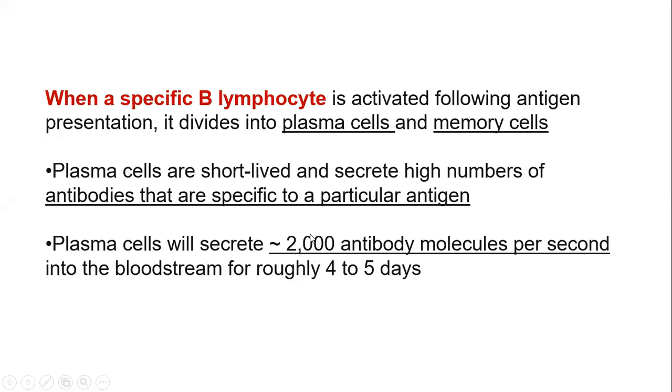Plasma cells will secrete approximately 2000 antibody molecules per second. Please note the rate. Once a B lymphocyte is activated, it goes into plasma cells and memory cells. The plasma cell can produce approximately 2000 antibodies per second, and they will flow into the bloodstream, whatever we discussed in the lymphoid organs, and they will stay up to 4 to 5 days in the system. Okay, remember this is very important.